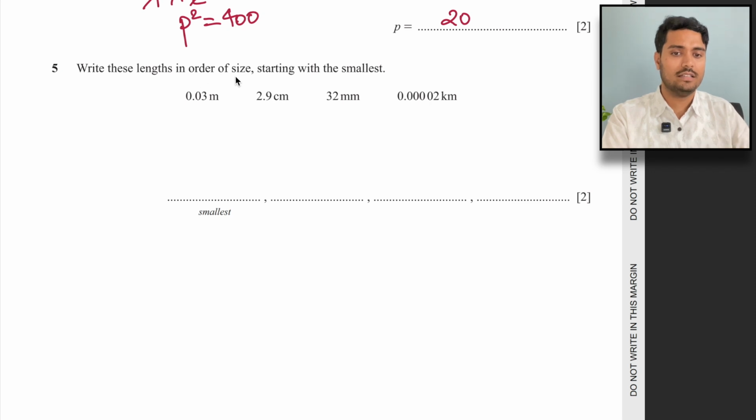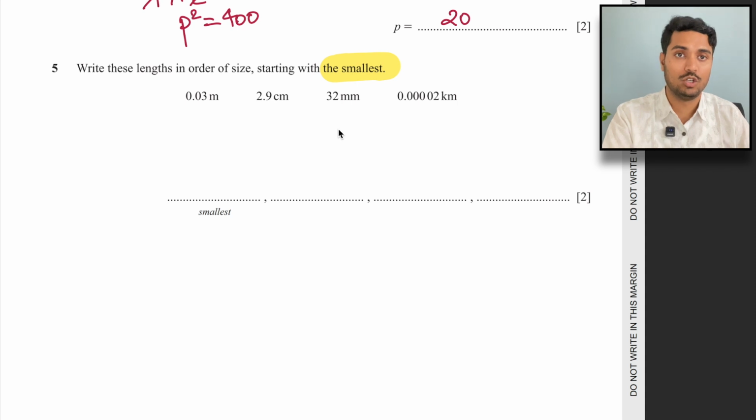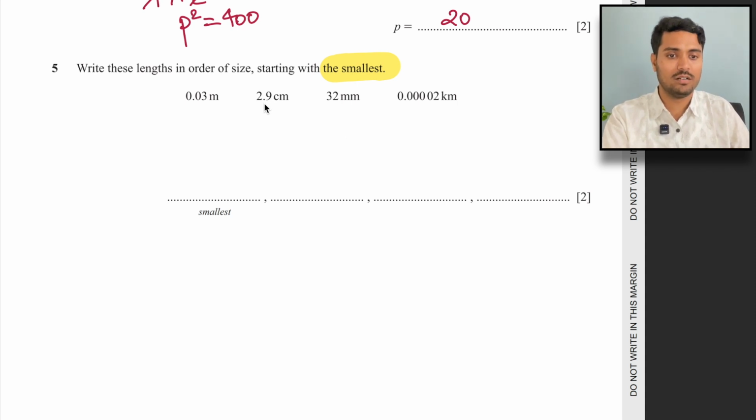It says write these lengths in order of size starting with the smallest. We have 0.03 meter, 2.9 centimeter, 32 mm and 0.00002 kilometers. That means we have to convert each value into one common unit. So let's use centimeter. We have 2.9 centimeter, then 0.03 meter. 1 meter is 100 centimeter, so this can be written as 3 centimeter. This is 2.9 centimeter. 1 centimeter is 10 mm, so 32 mm can be written as 3.2 centimeter.